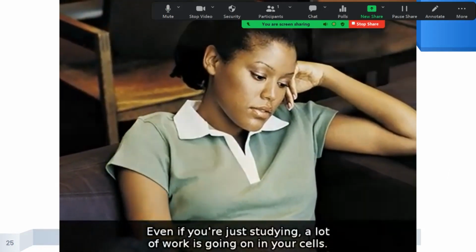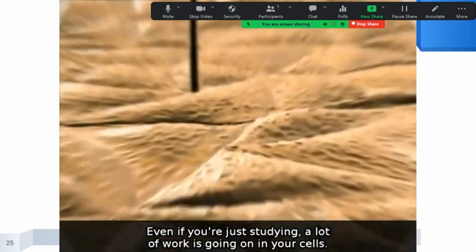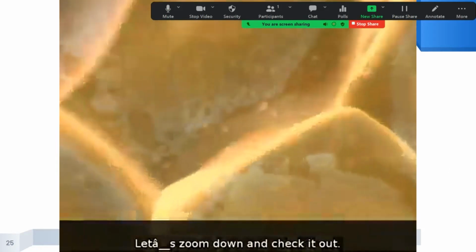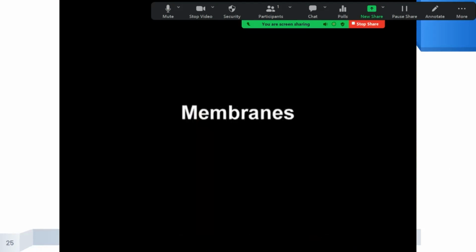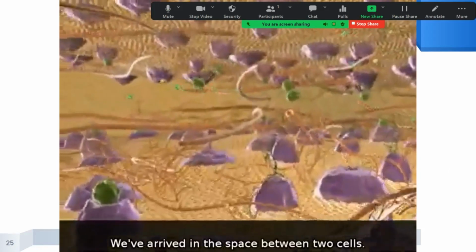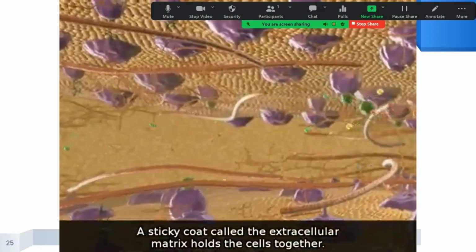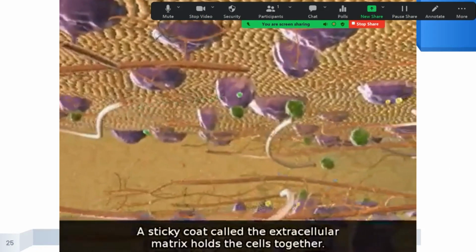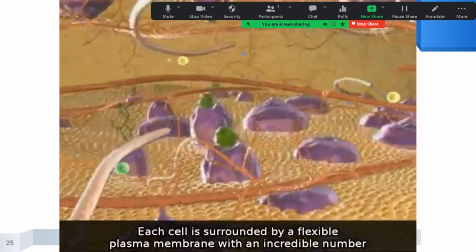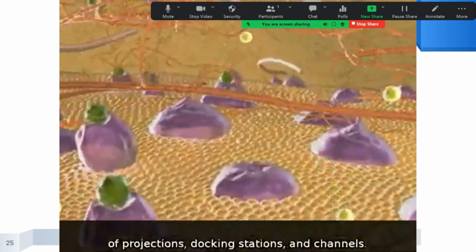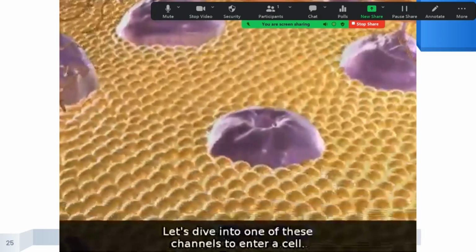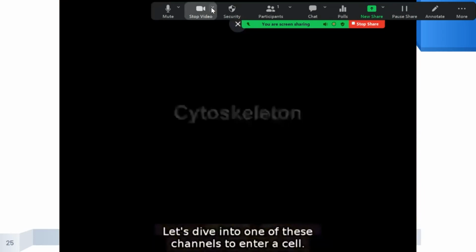Even if you're just studying, a lot of work is going on in your cells. Let's zoom down and check it out. We've arrived in the space between two cells. A sticky coat called the extracellular matrix holds the cells together. Each cell is surrounded by a flexible plasma membrane with an incredible number of projections, docking stations, and channels. Let's dive into one of these channels to enter a cell.